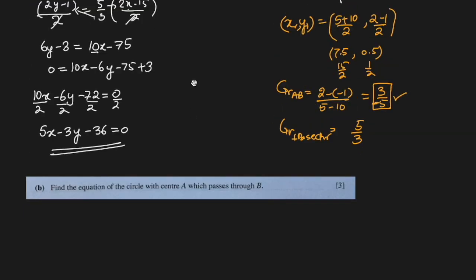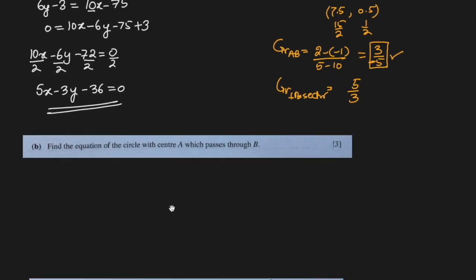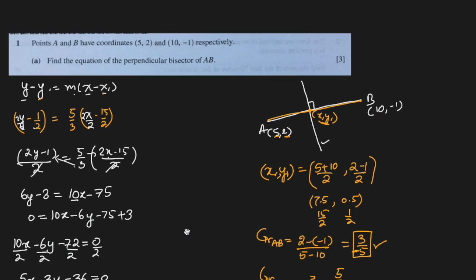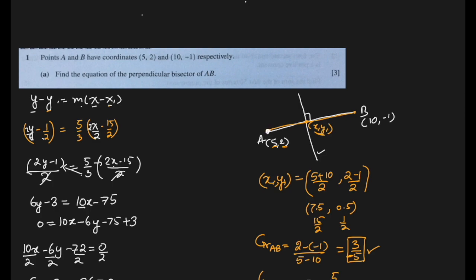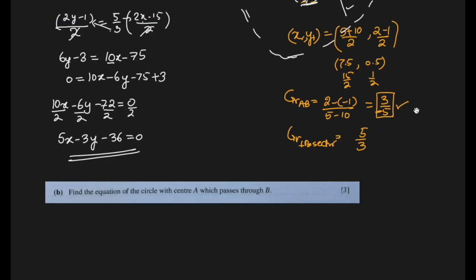Let's see what part B is about. Find the equation of the circle with center at A and which passes through B. So I'll have to draw a circle now. Center at A and passing through B will be a very big circle like this. Not a good one, but just to imagine and visualize, this is okay. So this is the center. So (5, 2) and (10, -1). (10, -1) is on the circumference and A (5, 2) is the center.